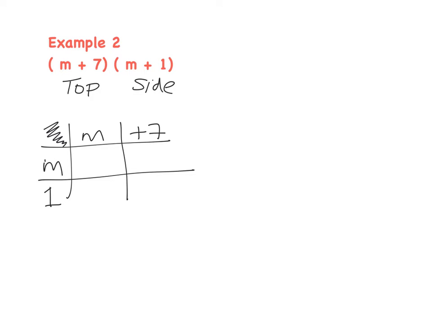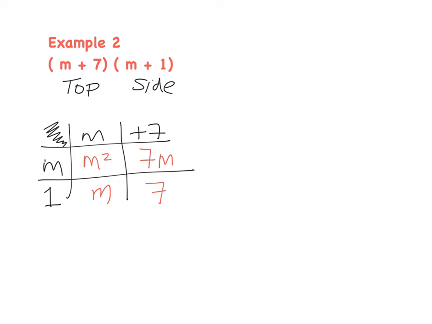Okay, so I'm going to do my multiplication again. So this box here is going to consist of m multiplied by m, which is going to give me m squared. The next one is m multiplied by 7, which is going to give me 7m. The next box here is m multiplied by 1, which is going to give me just 1m, or m. And then the last box here is 1 multiplied by 7, which is going to give me 7. And all of these are pluses. Okay, we were dealing with no minus signs.